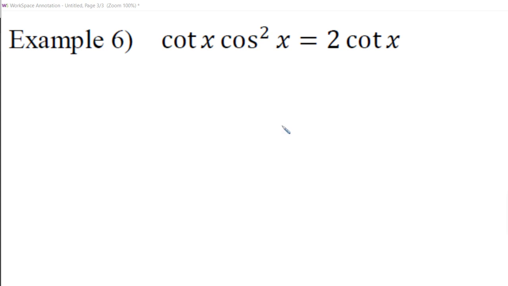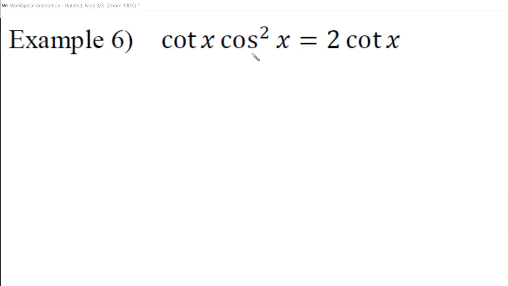And this is a continuation of solving trigonometric equations notes. On example number 6, this is something that most of us would want to do. We would want to divide both sides by cotangent. However, once we divide both sides by cotangent, we lose some answers. So that's the last thing that we want to do. We do not want to divide both sides by cotangent.